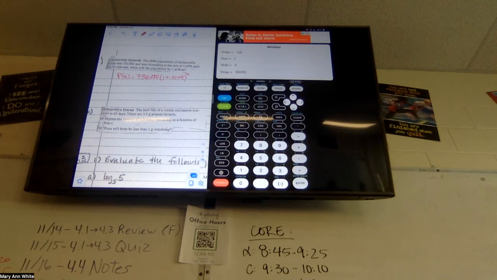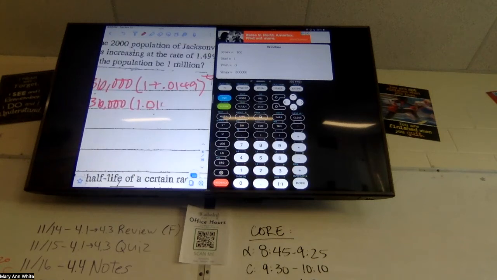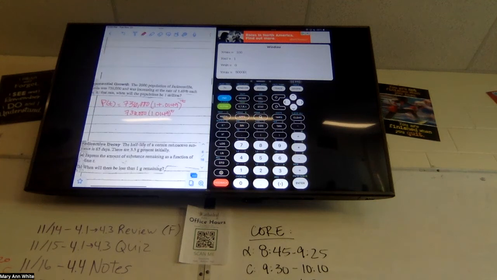All right, the only thing I'm going to do on this right side is simplify inside the parentheses. 736,000 times 1.0149 to the T. And then my question says, when will the population be 1 million? Does 1 million go for my T or for my Y? Y, very good. 1 million is a 1 with 6 zeros after it. Whenever I have an equation that looks like this, what should I do? Graph it. Y1 is 1 million. Y2 is going to be 736,000 times 1.0149 raised to the X.